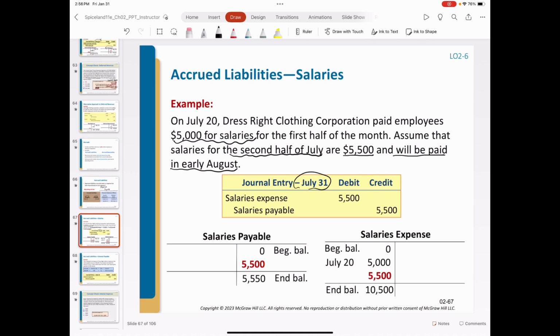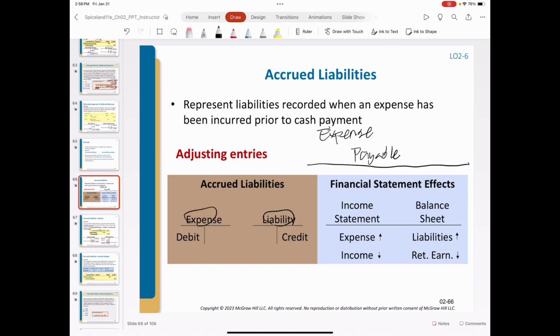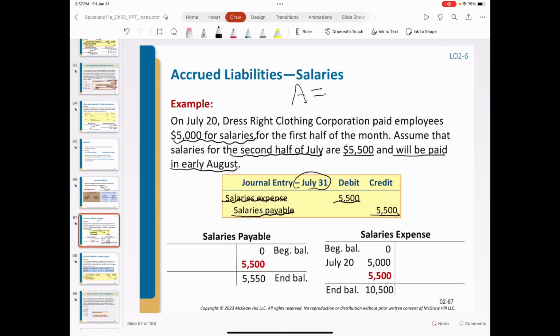So by the end of July, on July 31st, we should recognize this expense because these labors are consumed or used in July. This is an accrued liability or accrued expense. We debit salary expense, while we credit salary payable. The amount is $5,500. The impact of this transaction on the accounting equation or the balance sheet is a liability increase of $5,500 and a stockholders' equity decrease of $5,500. So the accounting equation is still balanced.